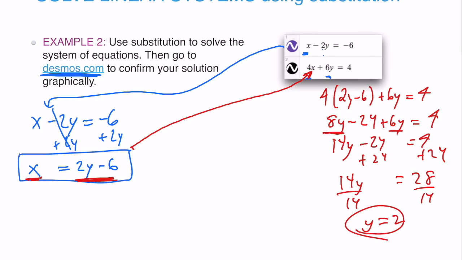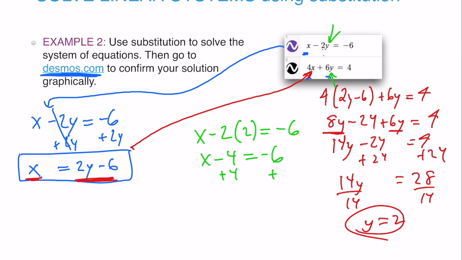So now what we can do is we can take that y value and we can plug it into either equation. We could plug it in right there or right there. And either way, when we plug in that y value, we'll find the matching or corresponding x value for our point that we're looking for. Okay, so let's do that. I'm going to do the first equation. So I'm going to write x minus 2 times 2, because that's our y value that we found, equals negative 6. So x minus 4 equals negative 6.